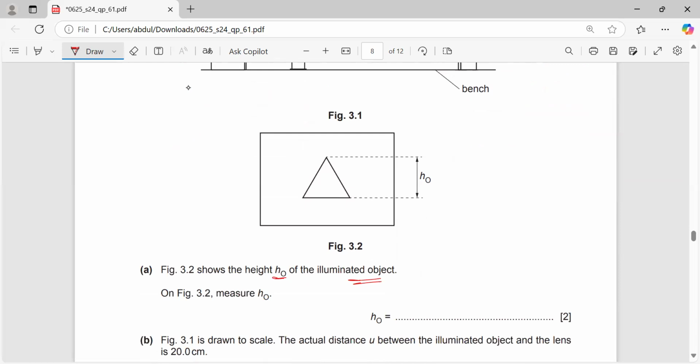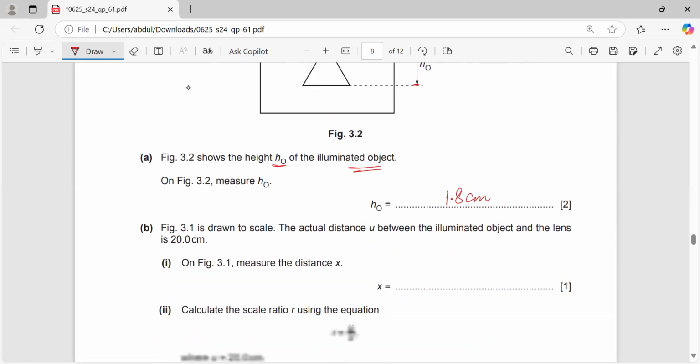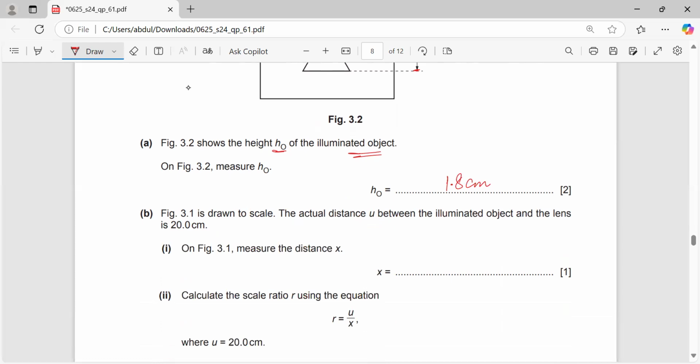See, I'm using the values in front of me, and by the way, these will not be the correct values, because this screen is a bit zoomed in. But in the actual exam you will measure from this arrowhead to the other arrowhead, with arrowheads included. I'm trying, but it will not be the accurate answer. For me it is giving 1.8, so I'm writing here 1.8 centimeters.